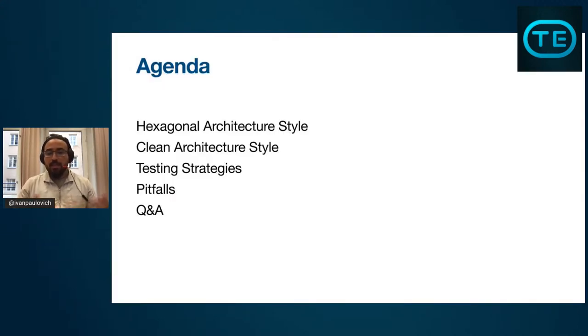Today's agenda: I have to start by building a foundation of clean architecture, and that starts with the hexagonal architecture style. What is that? What are the minimum characteristics of a hexagonal architecture style? Then going to clean architecture, what it adds. Then testing strategies, and some pitfalls. I've seen that you can always follow rules, and sometimes the rules are not suitable for your project, and you might find issues, so it's better to be aware of those. And at the end, we have Q&A, and I'm really looking forward to that.